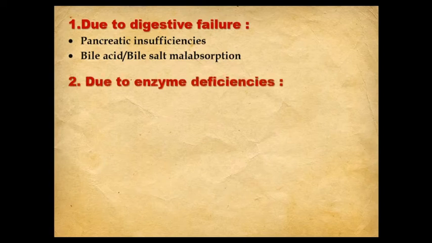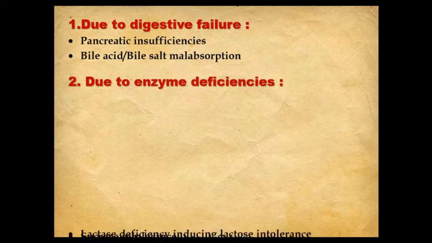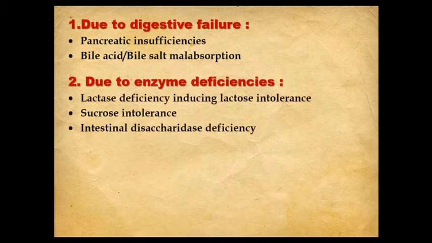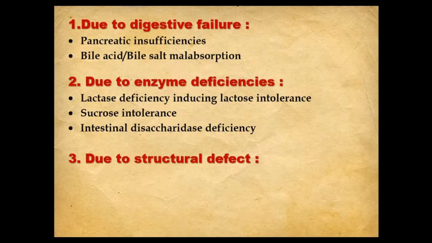The second cause is due to enzyme deficiencies, and the example I think will jump to your mind is lactase deficiency, including lactose intolerance and saccharose intolerance, or intestinal disaccharidase deficiency. These enzymes are found in the brush border of the mucosal surface of the intestine. So we are going forward from the lumen to the outside of the intestine. Then, the third cause is due to structural defect, while we are still in the wall of the intestine.